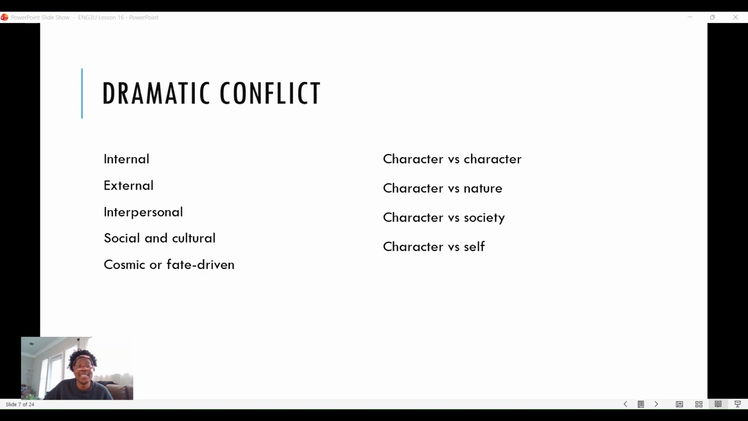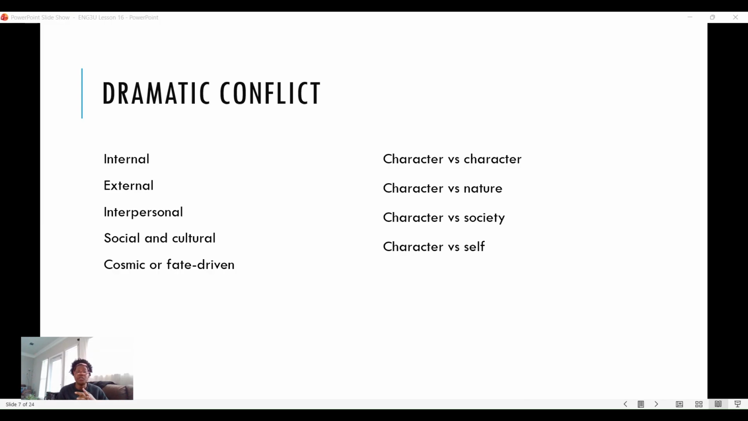Now, character versus nature, where characters are pitted against natural forces like the weather, animals, geographical challenges, and so forth. That's what character versus nature is. There's also character versus society, where the protagonist, that is the main character, conflicts with societal norms, rules, or even cultural practices. And they often stand against collective prejudice, corruption, or other societal ills.